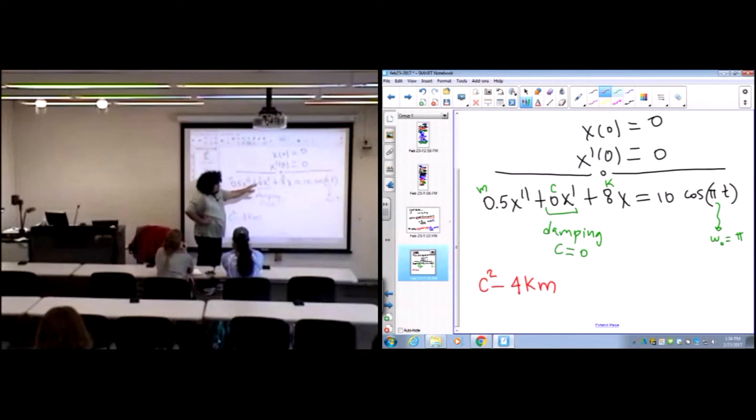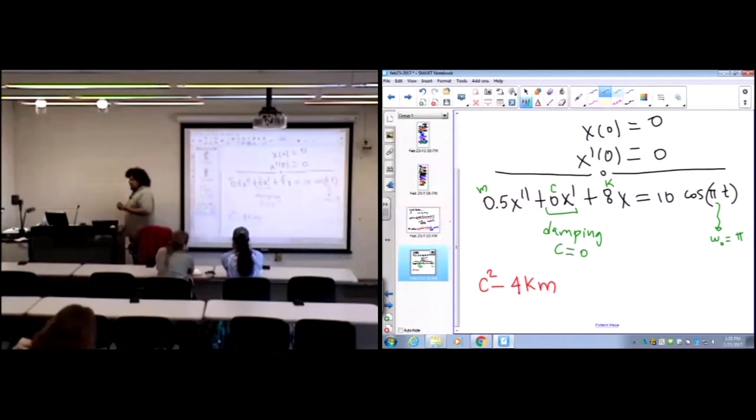Now, by looking at the values of the parameters, in this case, c is equal to 0, so there's no friction, there is no damping. The system would be forced and undamped, okay?